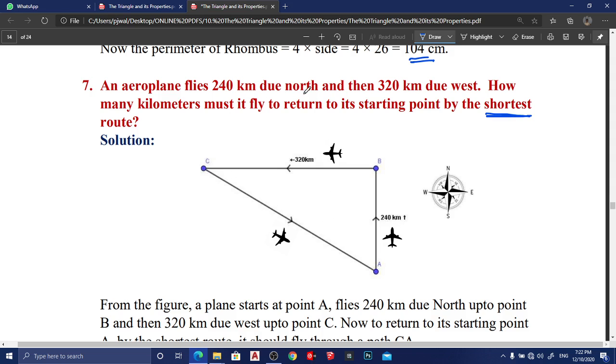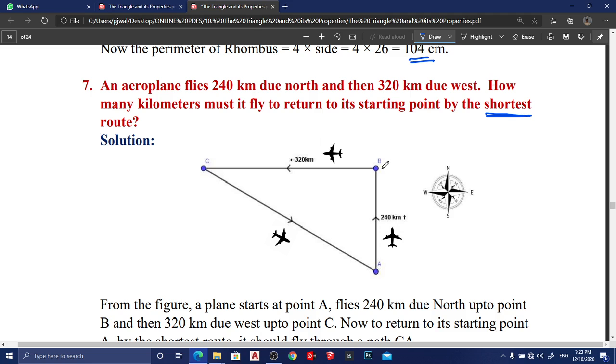If you observe, this belongs to a direction. It's a directional problem. That's why I have taken this direction symbol here. This is north, south, east and west. So by using these directions, you have to draw this figure to solve this problem. First, an aeroplane flies 240 kilometers due north, meaning it is starting from the south point here. This is the starting point A of the aeroplane, and it goes to the north side up to some point B, which is a distance of 240 kilometers.